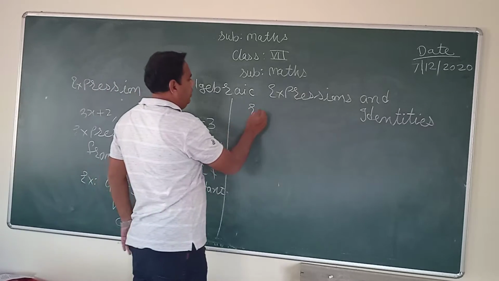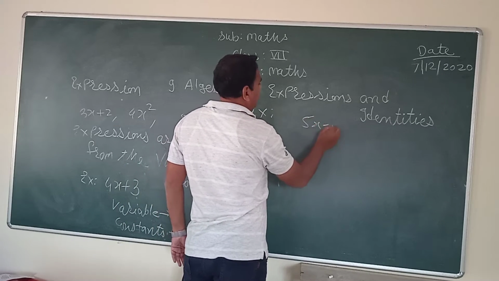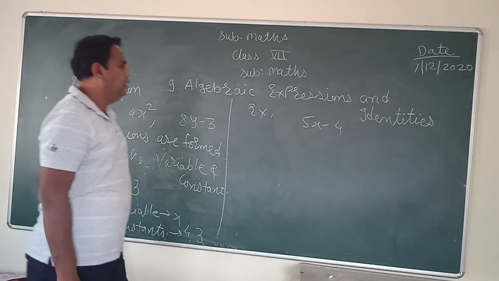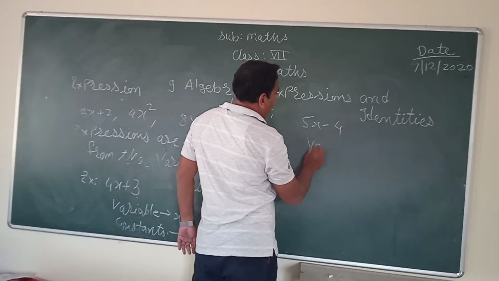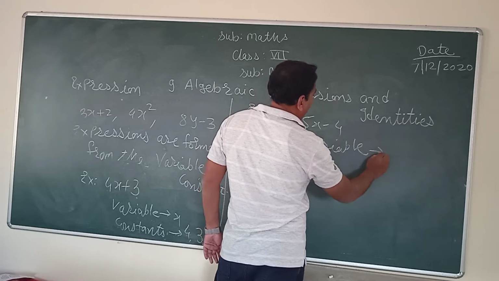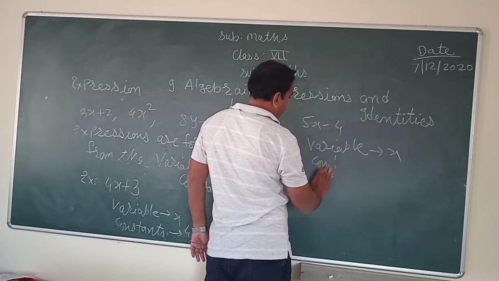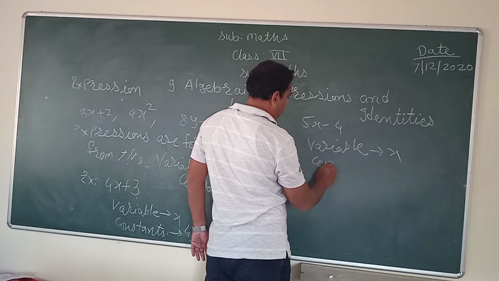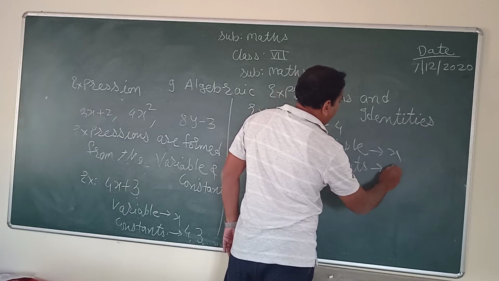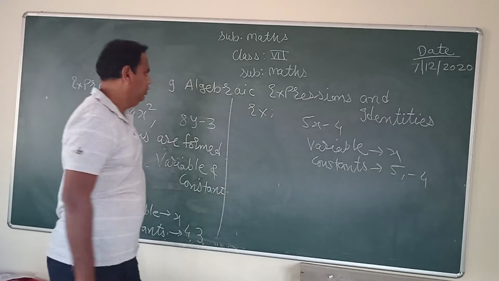We take one more example: 5x - 4 here. It is an expression, students. Here the variable is x and the constants are 5 and -4. These are the constants here, students.